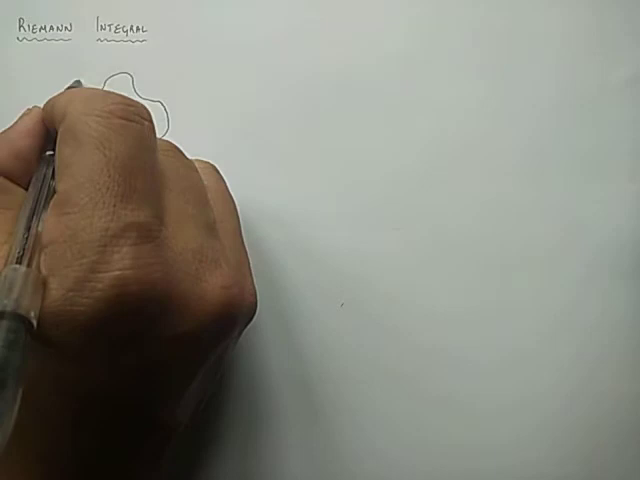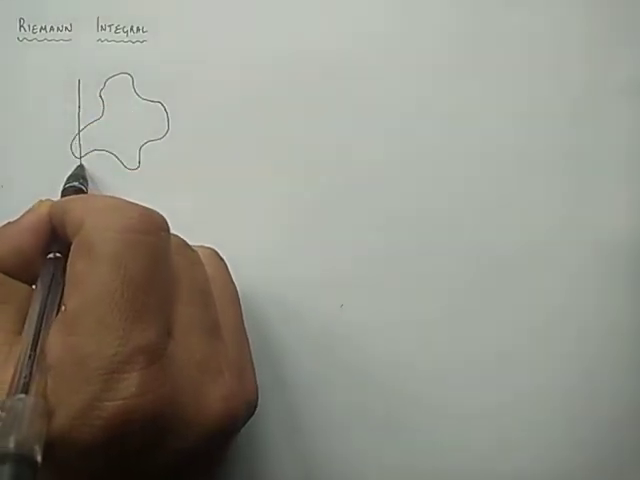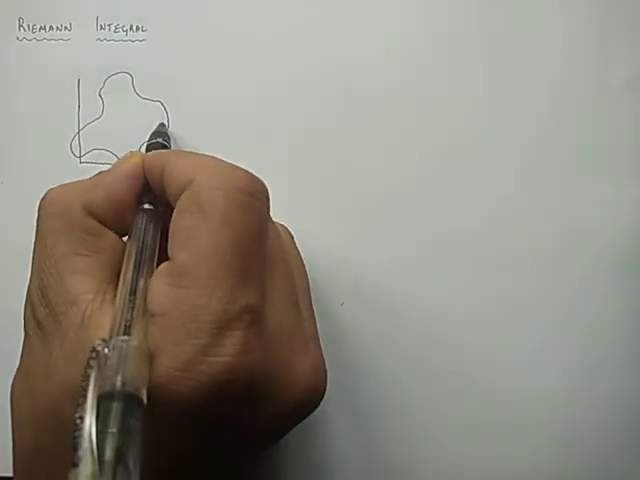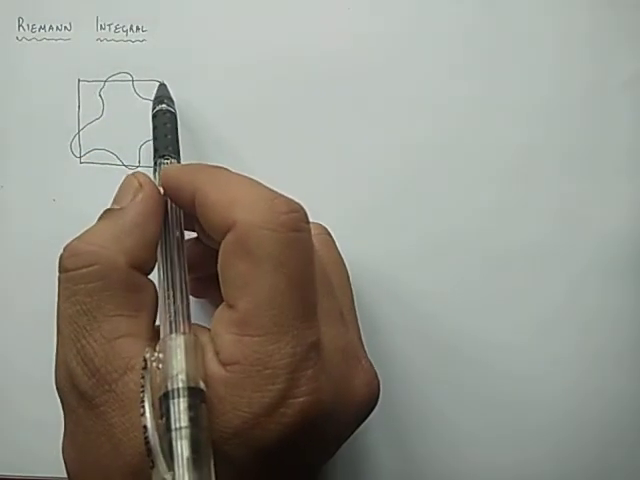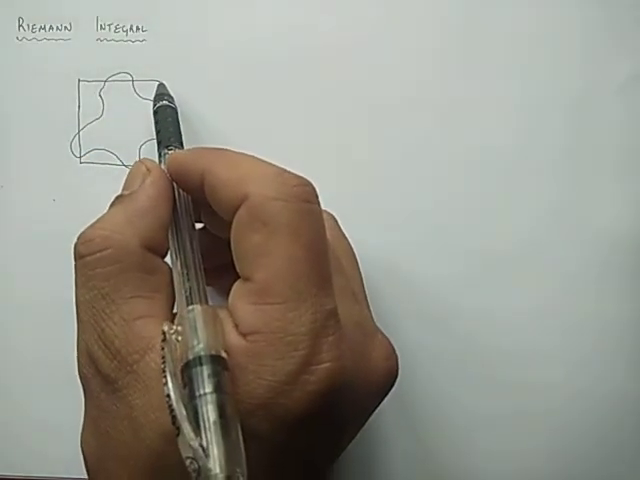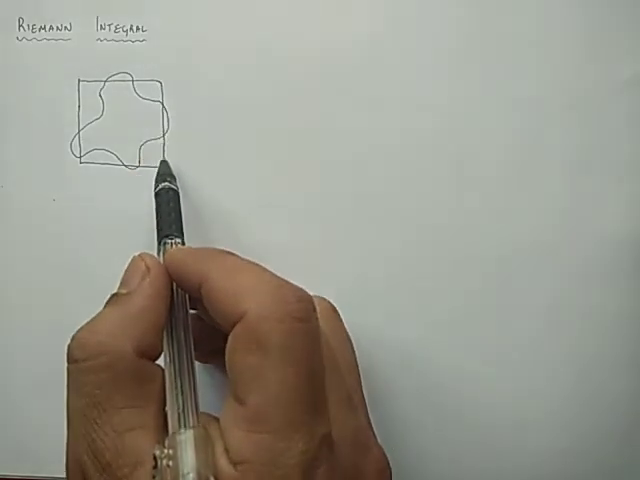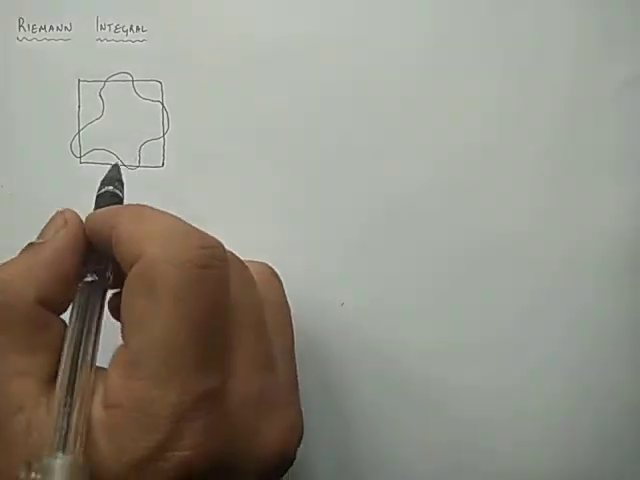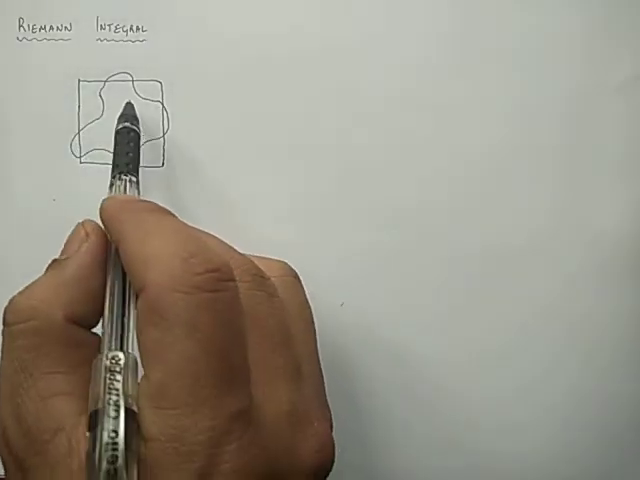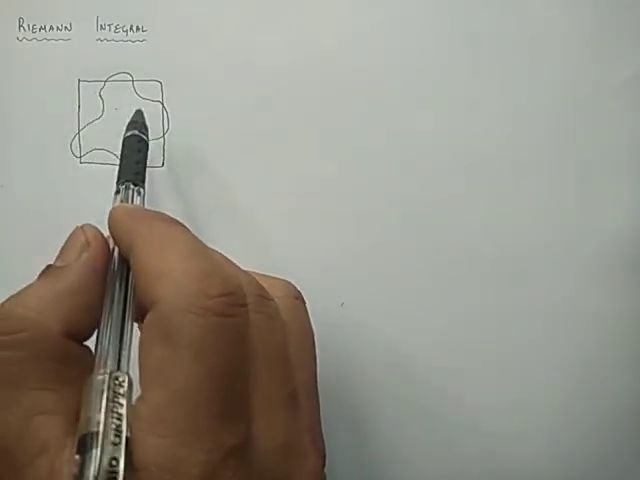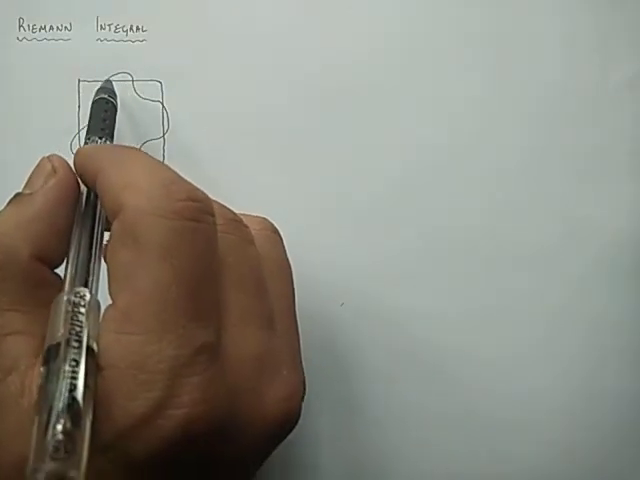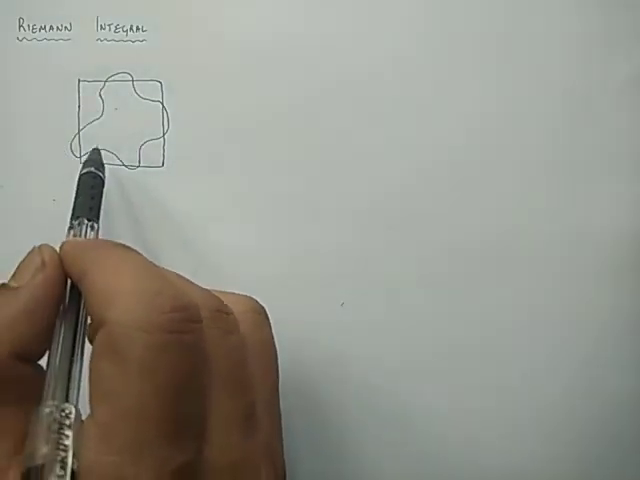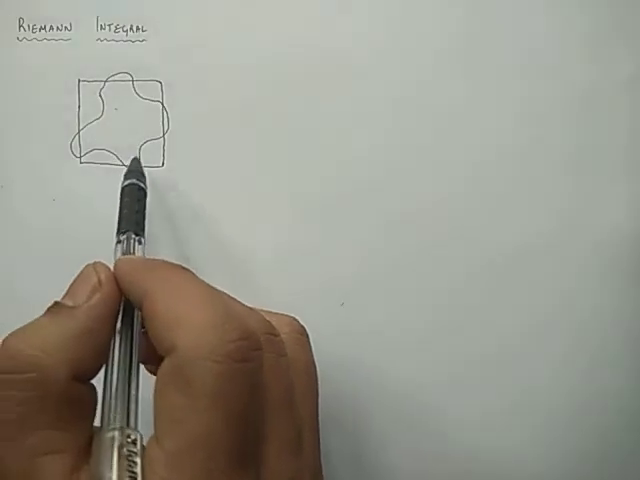square or a rectangle like this. Then if we know the length of this one and the length of this one, and we multiply them, we will get almost, or the rough, area bounded by this curve.